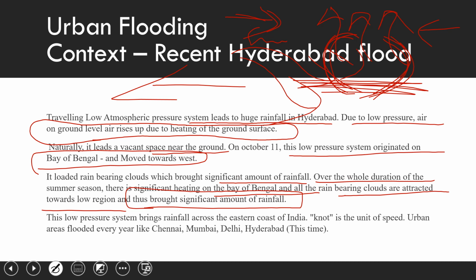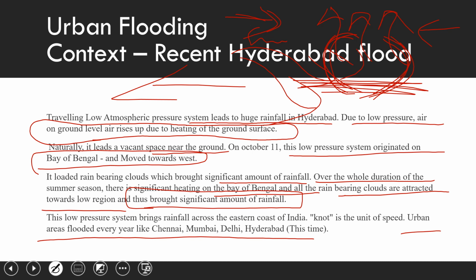And this low pressure system brings rainfall across the eastern coast of India, and we measure the speed of that wind in knot units. So urban areas are flooded every year, like Chennai, Mumbai, Delhi, Hyderabad. Sometimes we hear these regions are getting flooded every year due to rainfall.